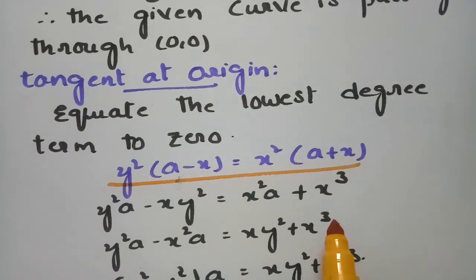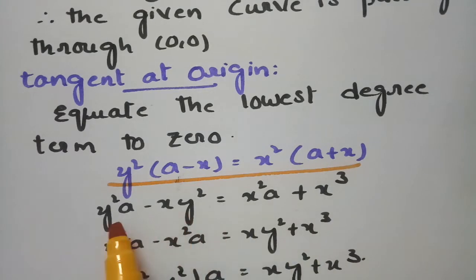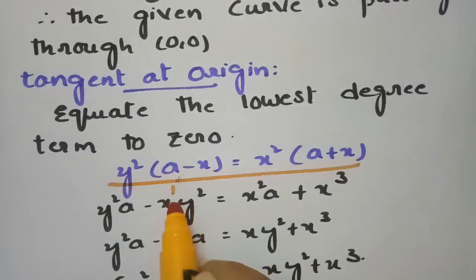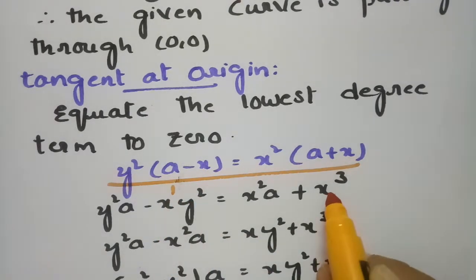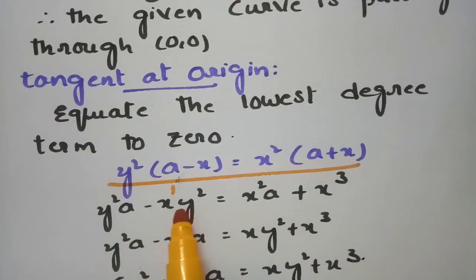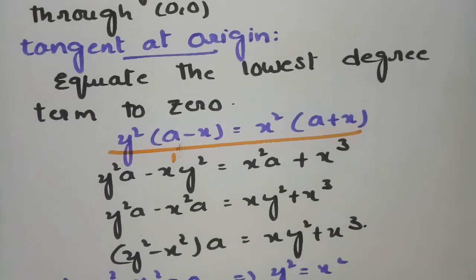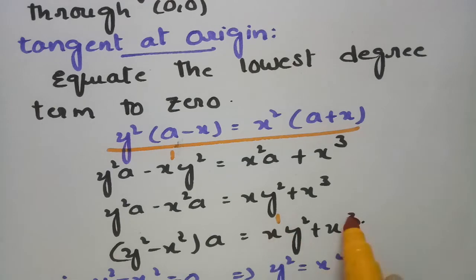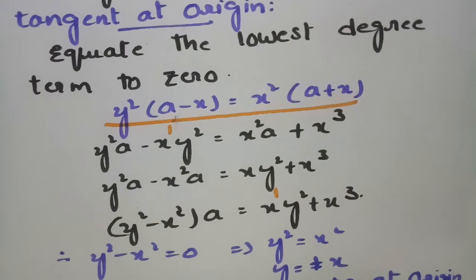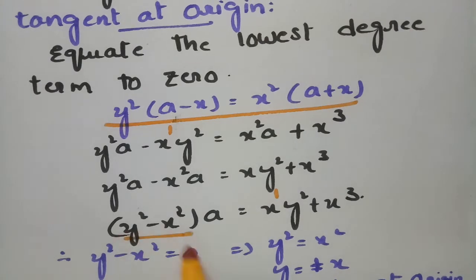I am bringing the lowest degree term, that is degree 2, to one side and degree 3 to the other side. If you observe, this is 1 plus 2, 3, and this is 1 plus 2, 3. So the third degree terms go to one side and the second degree terms to the other. Now we equate the lowest degree term to 0.